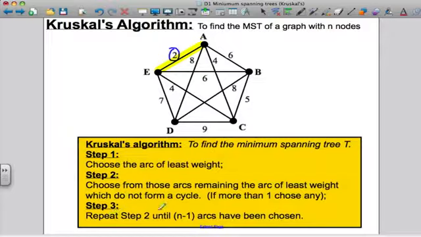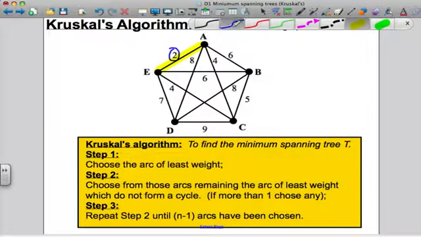Then it says repeat step 2 until you have n-1 arcs. So I've got 5 nodes here, so until I've got 4 arcs. The key thing here though, look at step 2. When I'm choosing those arcs, I've got to make sure that none of the arcs end up forming a cycle in my spanning tree. Else it would not be a spanning tree.